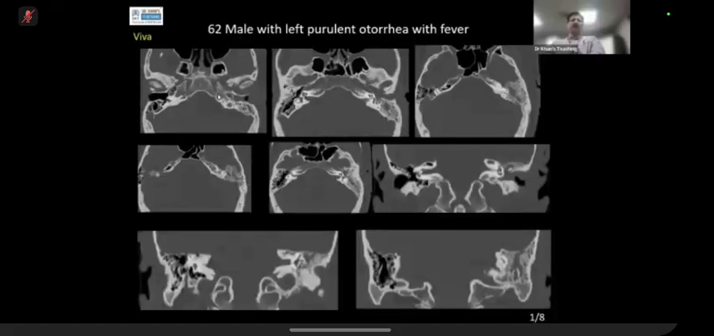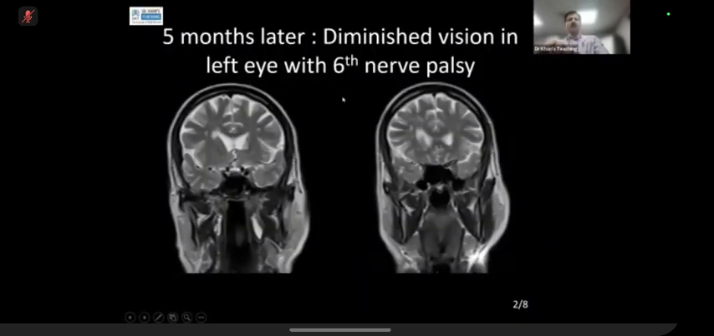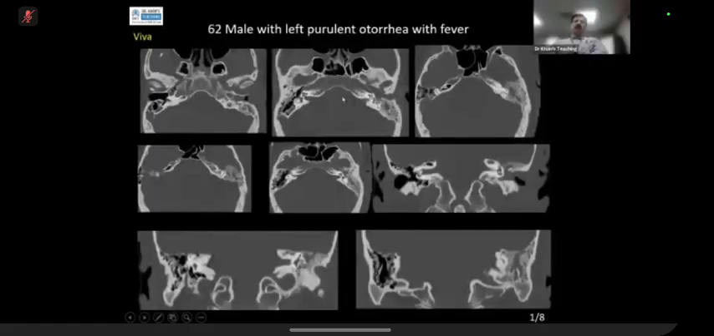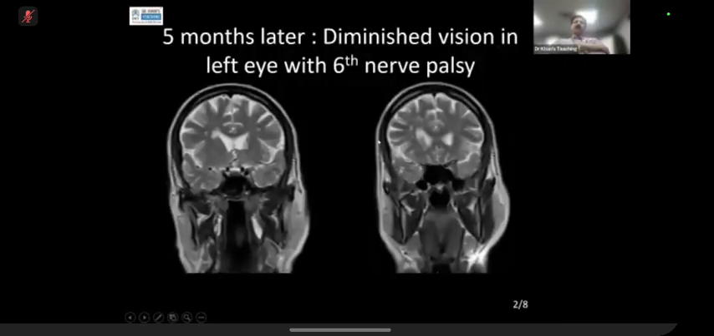You don't see much there on this CT scan. You can see a bit of aeration is there, but these are also opacified. This patient presented 5 months later. He was clinically dealt with antibiotics and got better. After 5 months, he presented with symptoms of left eye 6th nerve palsy.